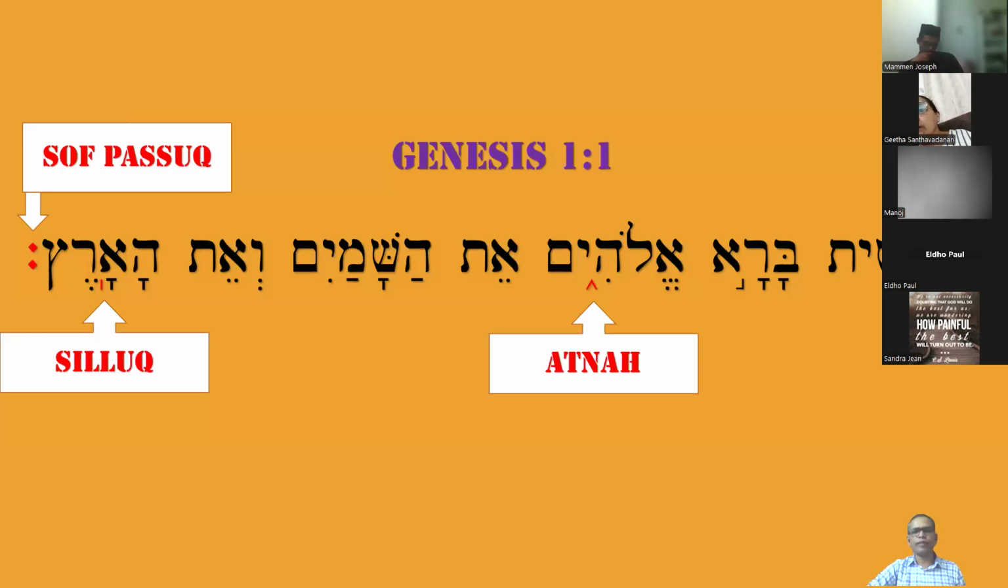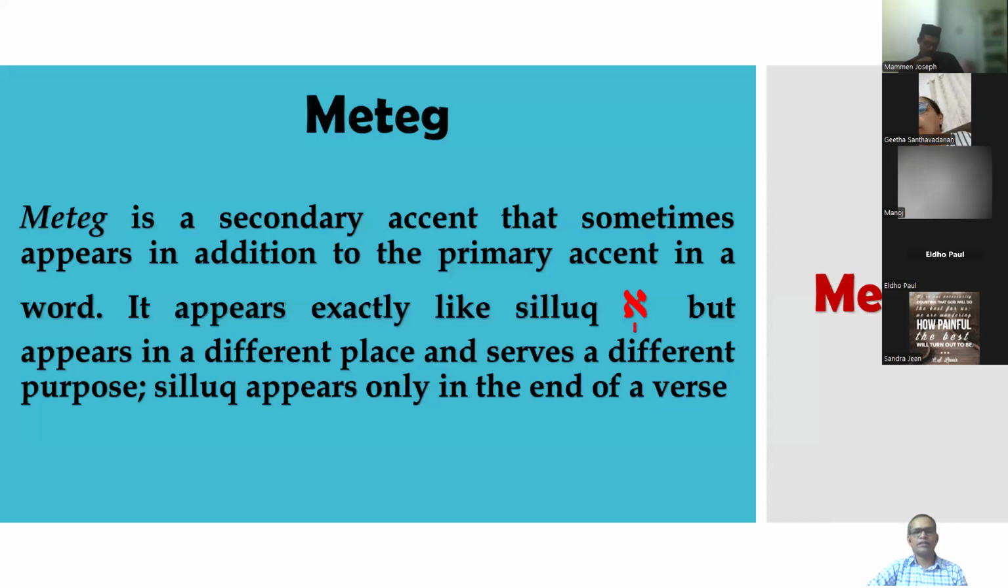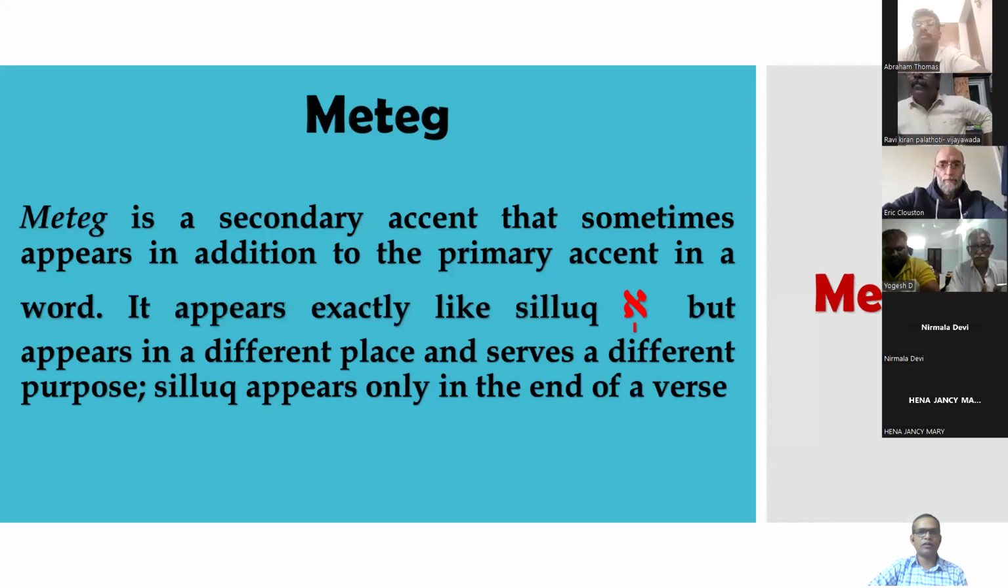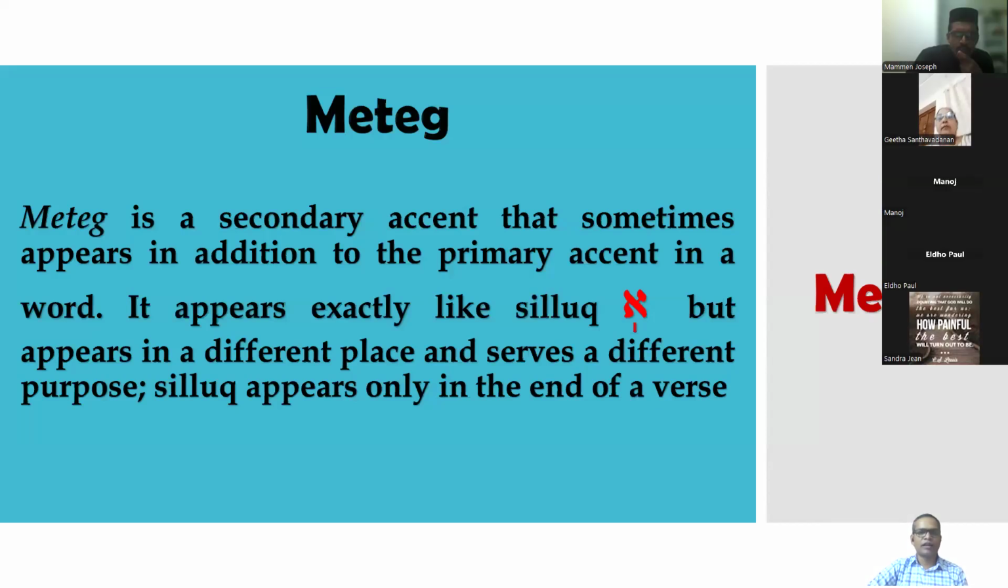Now, the next accent is called methek, which is a secondary accent. Please look at the example here. I have mentioned aleph, and underneath aleph you see methek. What is the form of methek here? A vertical line. Yeah, it looks like a vertical line. It looks like what? Looks like siluk. Exactly.